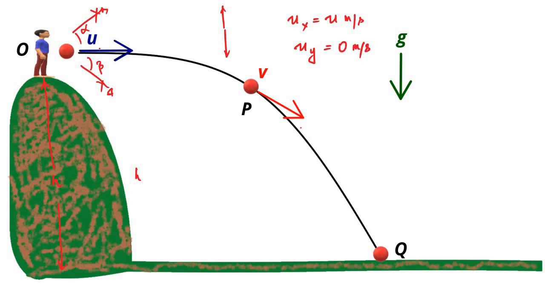Okay, these things are clear. Initial velocity. Then acceleration. Acceleration due to gravity is acting downwards. Small g is acting downwards. There is no acceleration in the horizontal direction, let's say in this direction or this direction. No acceleration in the horizontal direction.